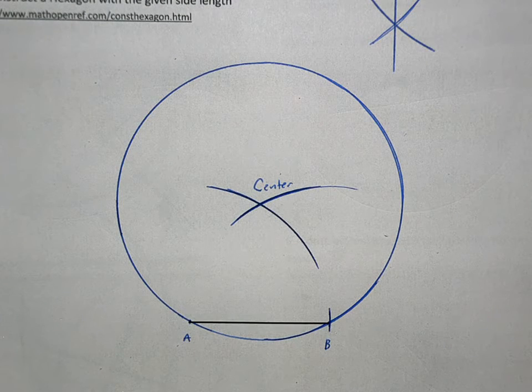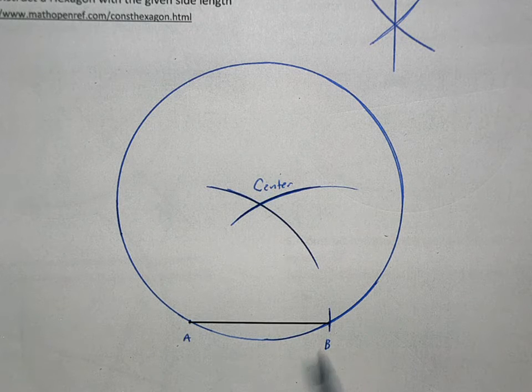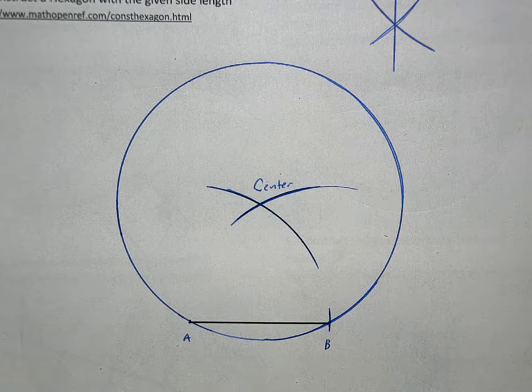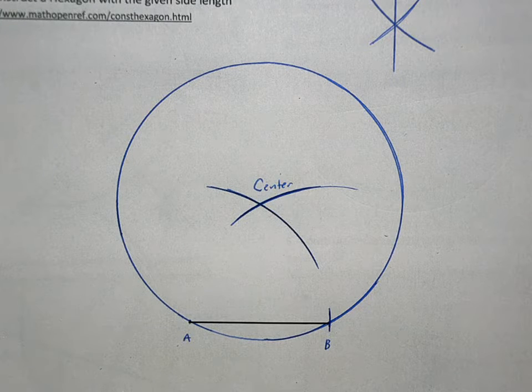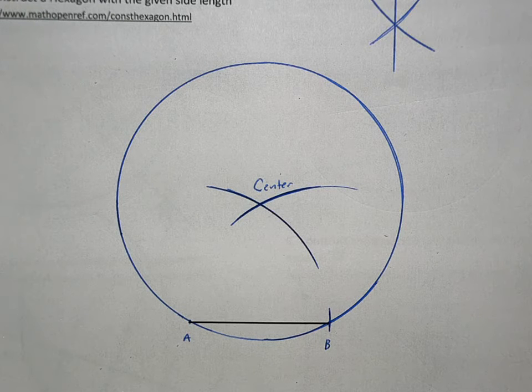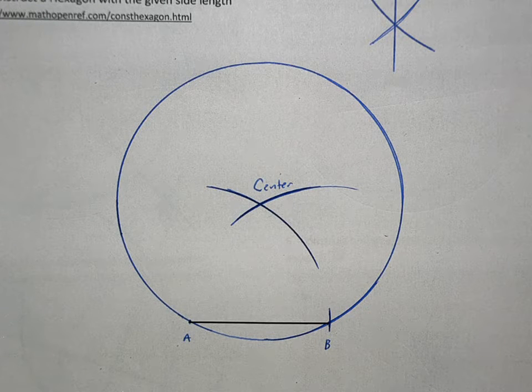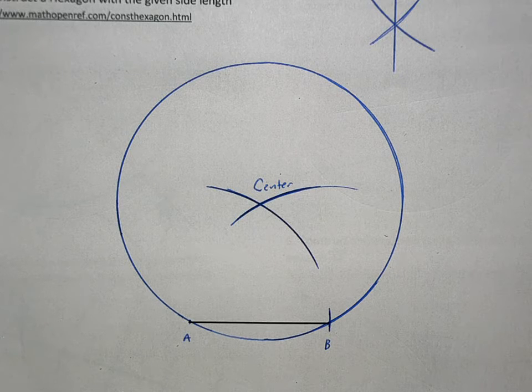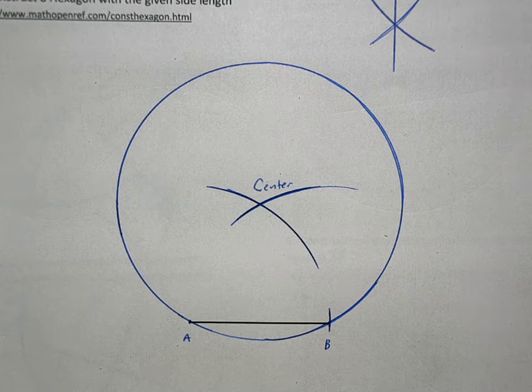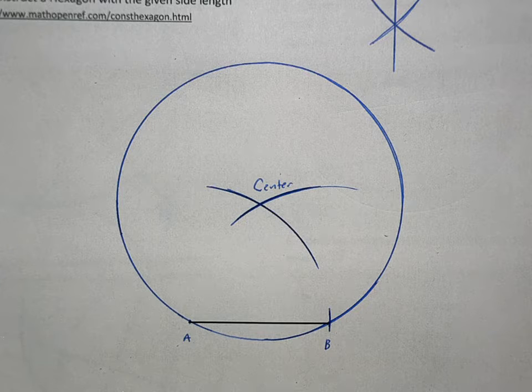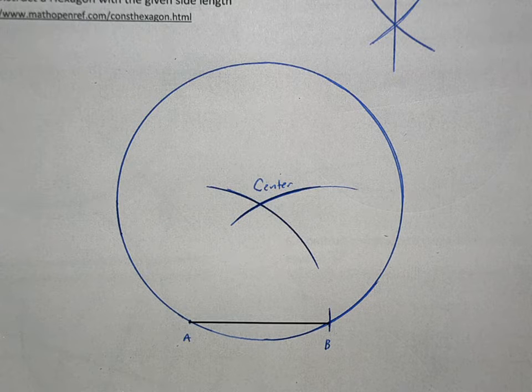If you did it right, you're going to hit the A, you're going to hit the B perfectly on the edge of your circle. If you didn't do it right, you're going to be off a little bit. Your center wasn't in the right spot. Oh dang. We only have 4 more marks to make, and then we connect the dots.